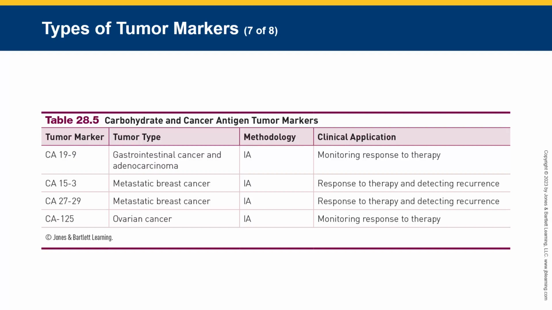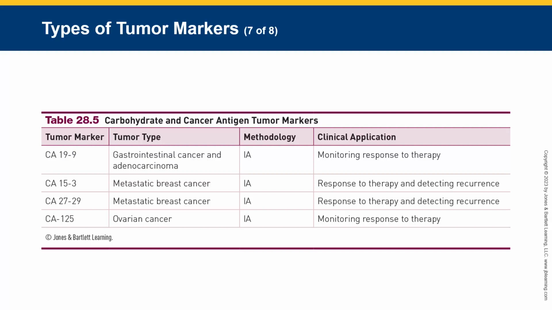And then carbohydrates and cancer antigen tumor markers. So CA19-9 is indicative of gastrointestinal cancer and adenocarcinoma. It's used to monitor the response to therapy. CA15-3 is indicative of metastatic breast cancer, and it's used to monitor the response to therapy and to detect recurrence. Same as CA27-29.